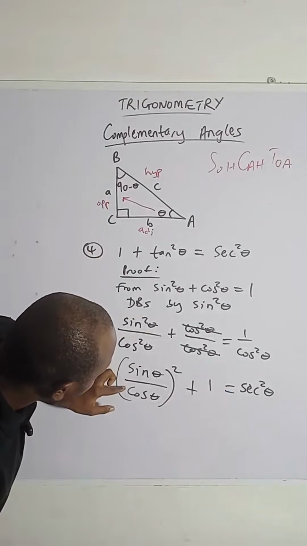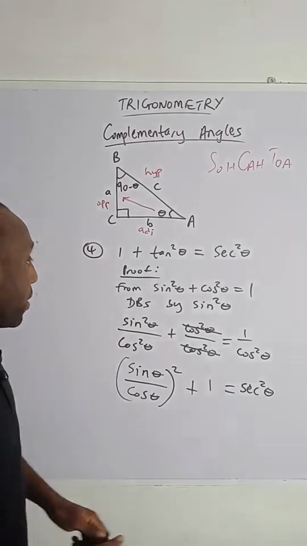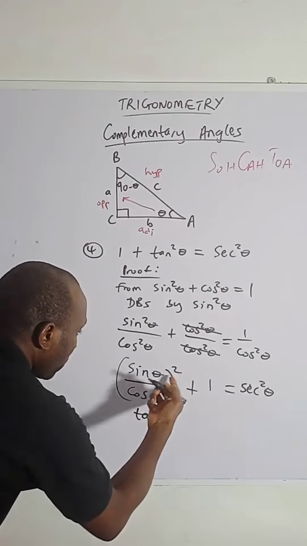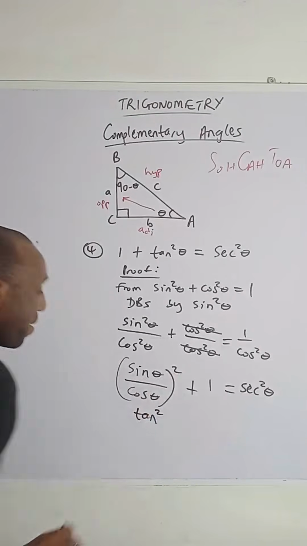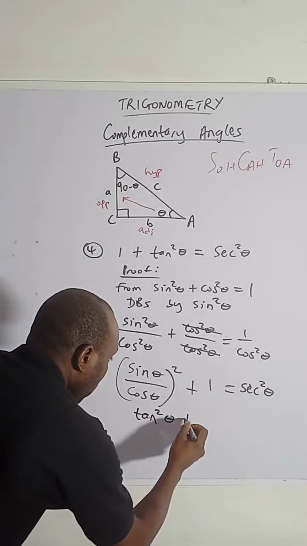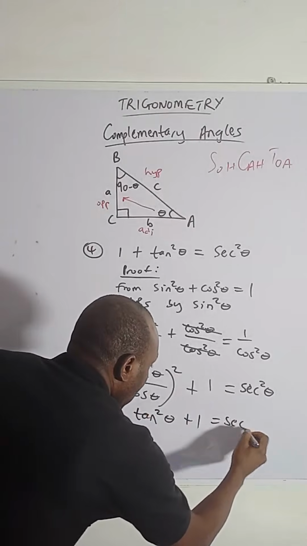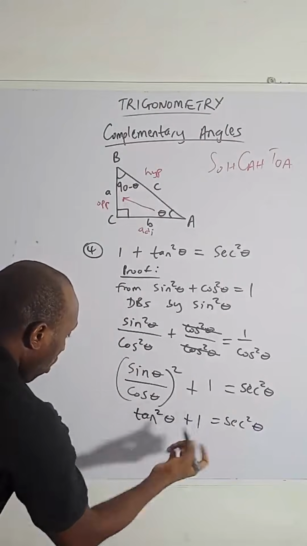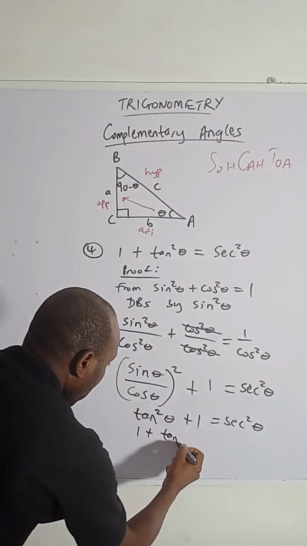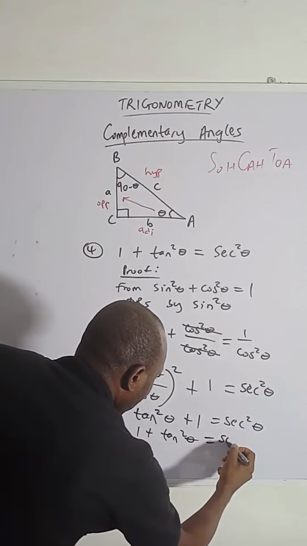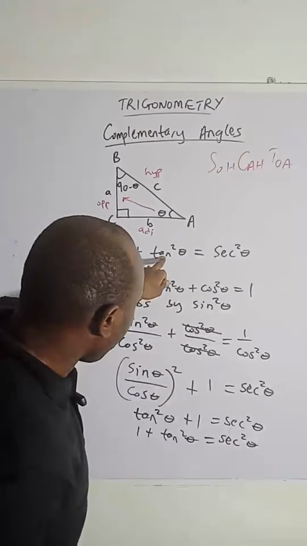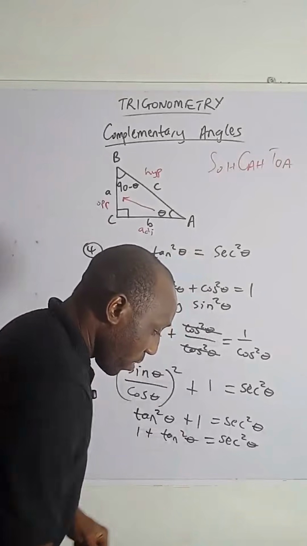Now, what is sine theta over cos theta? Isn't that tan theta? So that will be what? Tan theta. But because there's a square here, we can rewrite it like this: tan square theta plus 1 is equal to sec square theta. And tan square theta plus 1 is also 1 plus tan square theta. Anyhow you want to write it is all fine. It's all good. So we have proven that 1 plus tan square theta is equal to sec square theta.